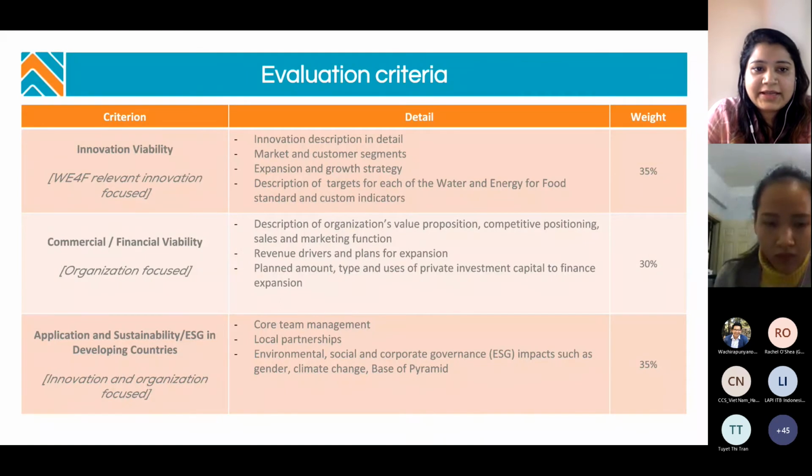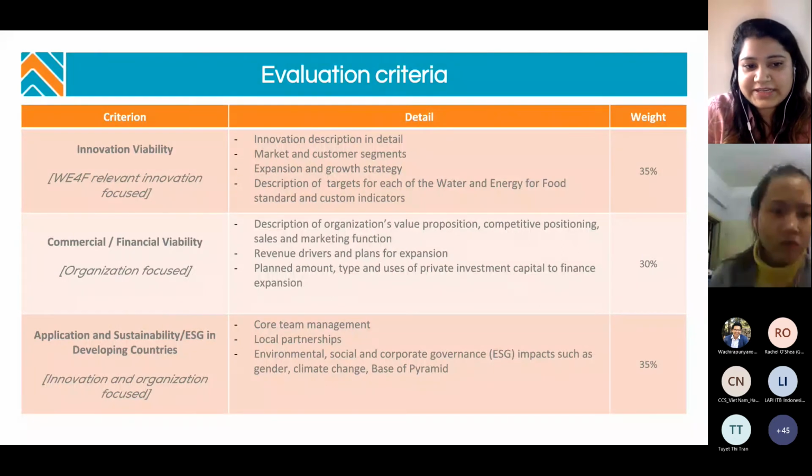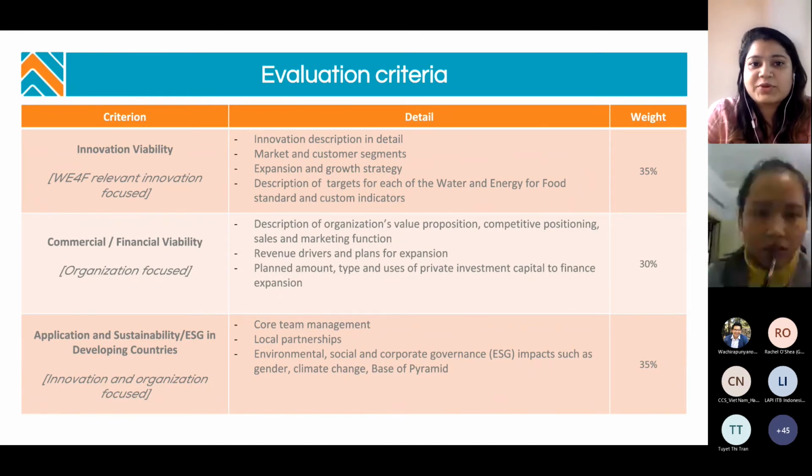Next slide, please. So broadly, the evaluation criteria remains the same as the concept note. You have innovation viability, commercial and financial viability, and then application and sustainability or ESG impacts that we will evaluate you on. Innovation viability will be majorly focused on the V4F relevant innovation. As an organization, you might have more than one innovation, but this section, if you see the questions, will be primarily focused on the innovation that you are applying for.